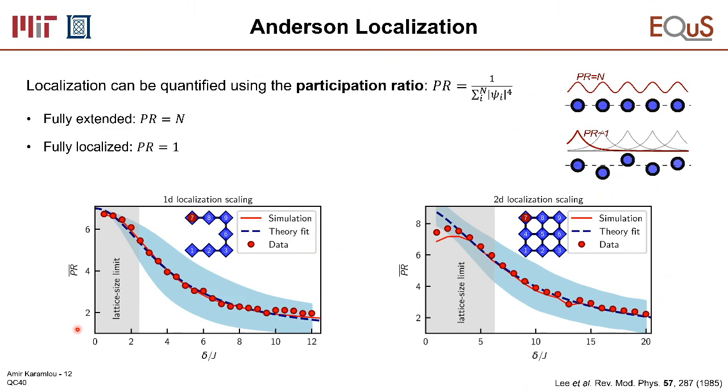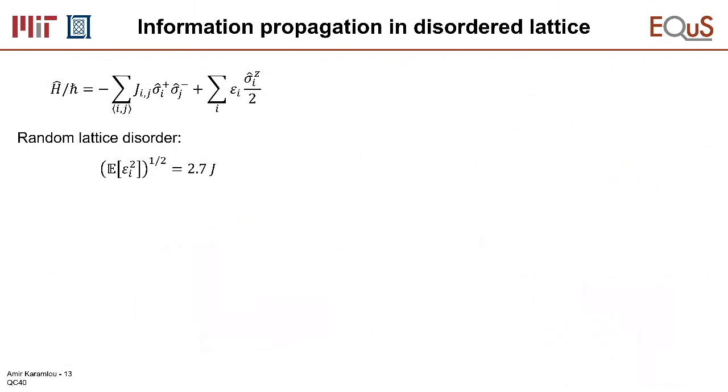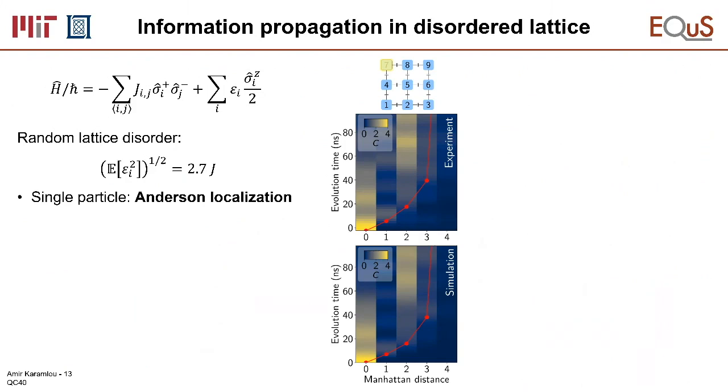Now, we're interested in also looking at the effects of lattice disorder on information propagation. So we realize a random lattice disorder with the following standard deviation. And we perform our OTOC experiment for the case where we have only, again, a single particle present in the system, or we view the quantum information propagation as a result of only having a single particle. And we see that, as we expect, the quantum information never actually reaches the furthest site from the propagation source, in both our experiment and in simulation. So the quantum information becomes localized.